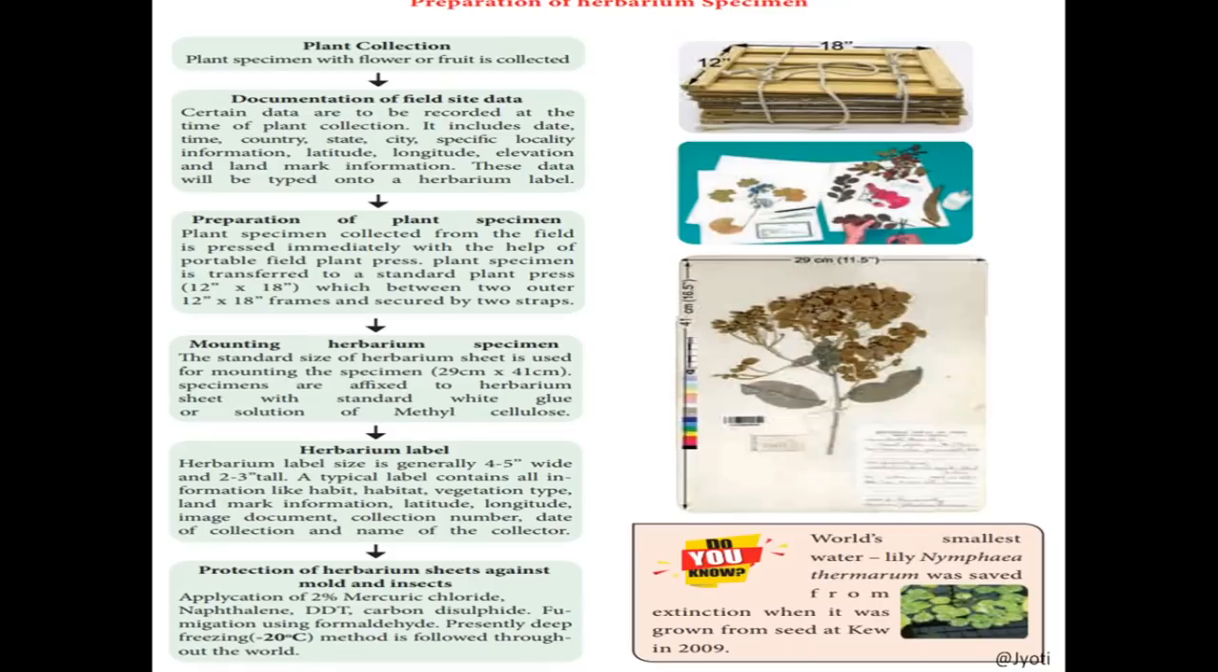Okay. Now next, herbarium label. Now herbarium label size is also fixed. That is 4 to 5 inch wide and 2 to 3 inch tall. A typical label contains all information like habit, habitat, vegetation, landmark, which we have already collected, which we have recorded at the time of collection of the plant species.